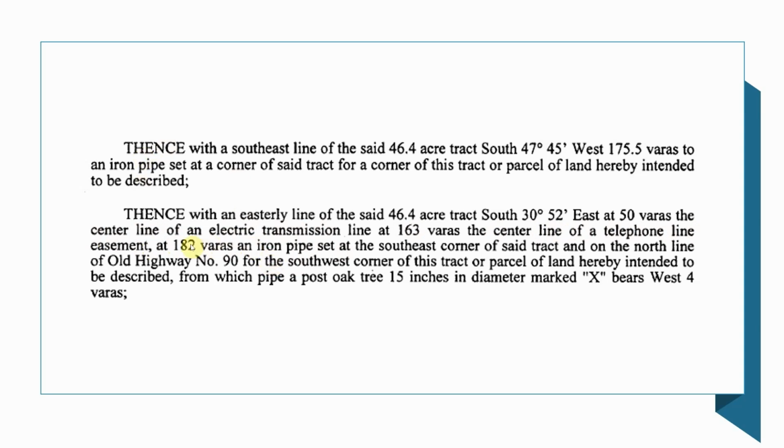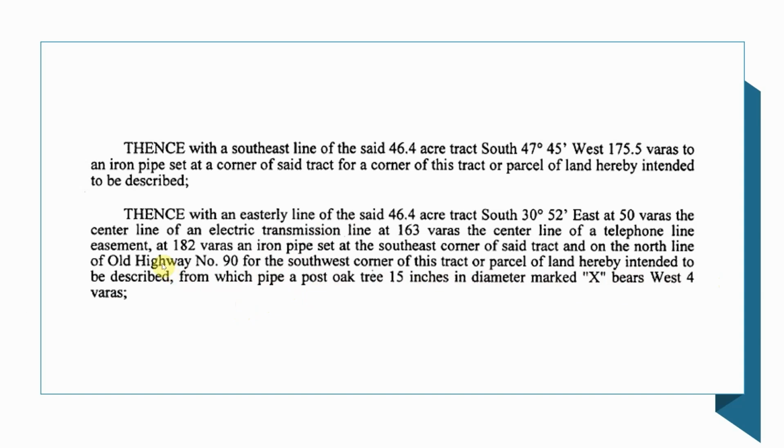Now, we have additional witness marked here. And you'll note that this is not trying to say it's along the line, but from it, because it says from which pipe. So that's saying the pipe that we just recovered up here, a post oak tree 15 inches in diameter, marked X, bears west 4 varas. So this is another witness tree. This is not along our original line, to our monumentation. It's not saying this tree is our monumentation, but it is a witness to the corner that we just set. So that's what you'll see there.